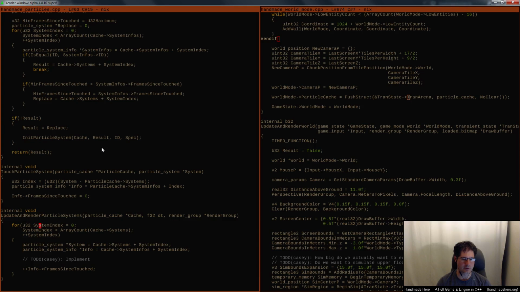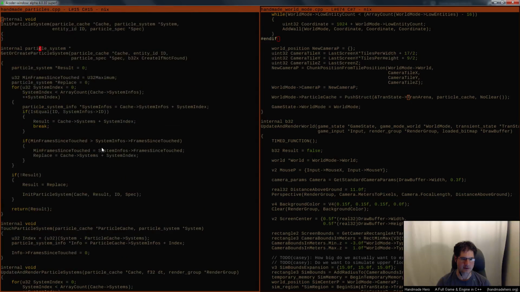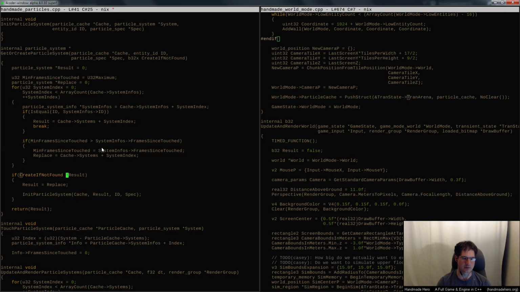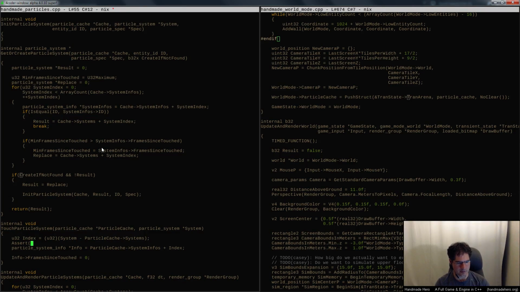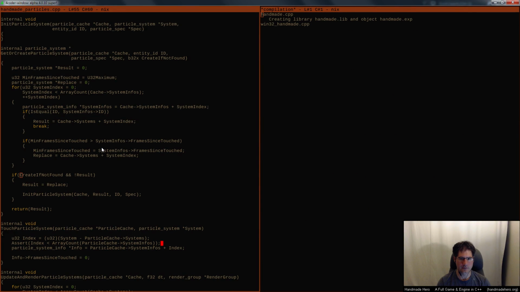When we actually create one of these particle systems, we did pass a flag that says whether we want to create if not found. So we probably want to do a check there to say we won't actually replace the particle system in the case where it's not supposed to be done. Also, I would probably do this, say to make sure that the index is less than system infos. There we go. And I think that's about it.